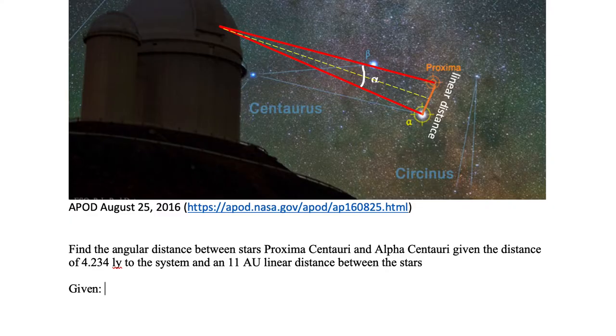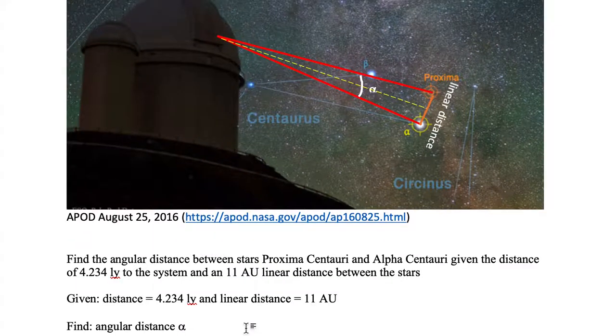We want to find the given, which is the distance to the system is 4.234 light years, and a linear distance between the two stars of 11 AU. That's the straight line distance. Now we want to study the question and find the find part of the problem. We want to find the angular distance alpha, this angular distance in the sky separating these two stars.